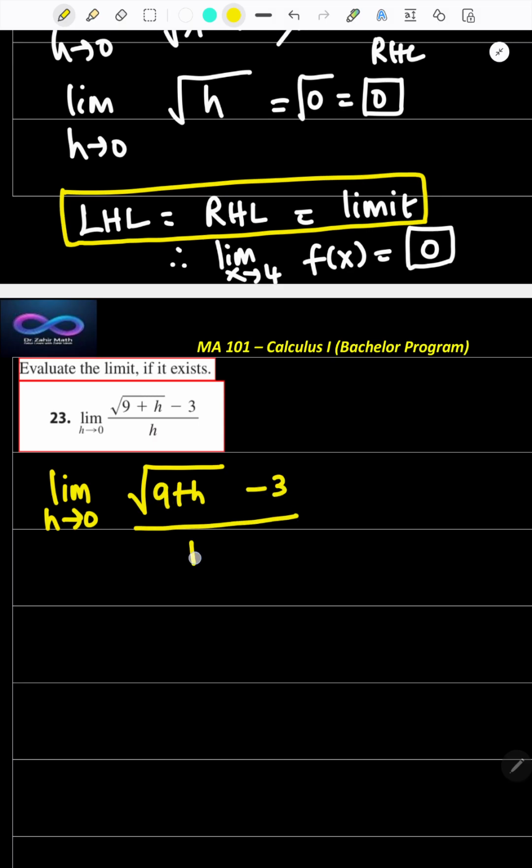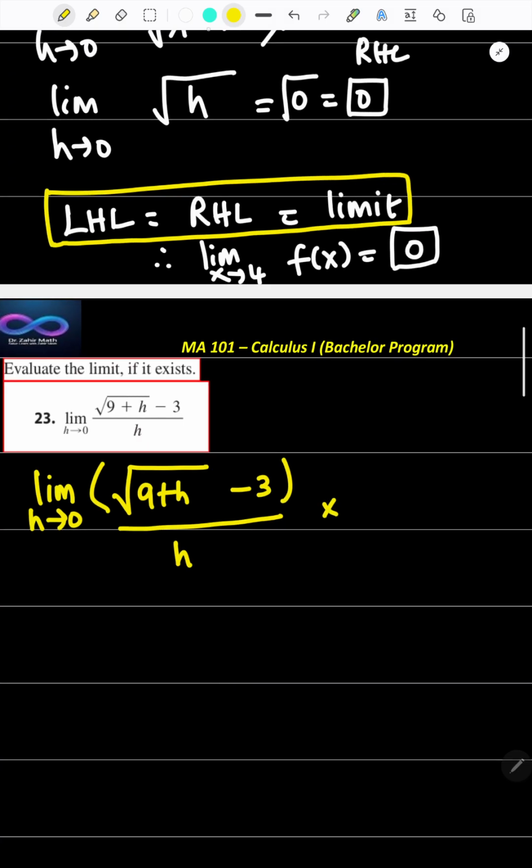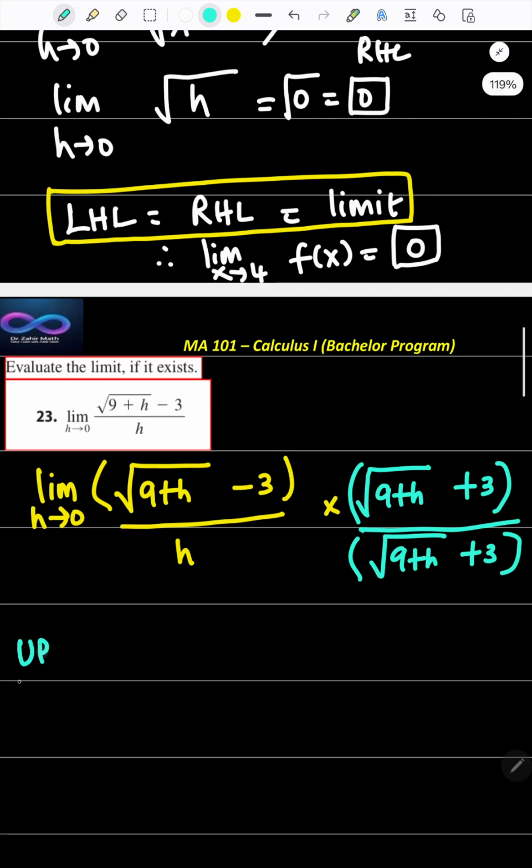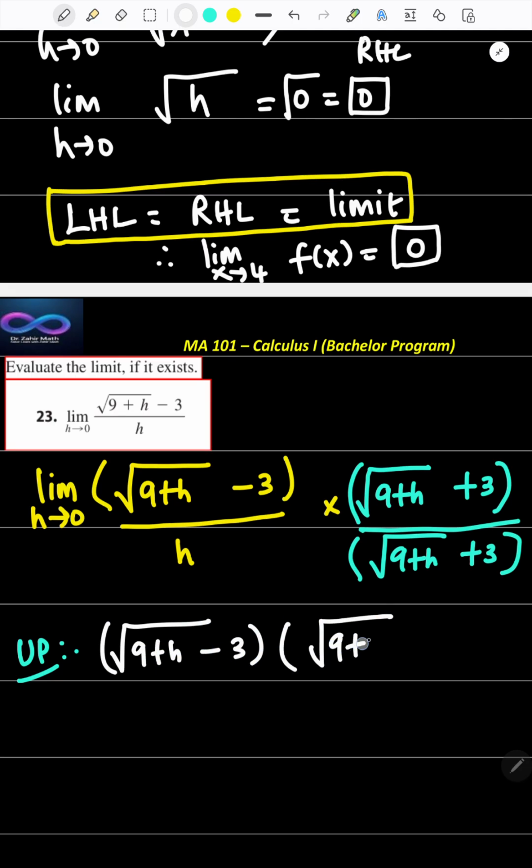Same problem, the idea is the same. So use the bracket, everybody, multiply. What we are going to do? We are going to multiply by square root of 9 plus h plus 3, right? The same thing, square root of 9 plus h plus 3. Doing like this is called conjugate. Right. So let us do the numerator, which I call as up. Only I do the upper part. Upper part is square root of 9 plus h minus 3 times square root of 9 plus h plus 3.